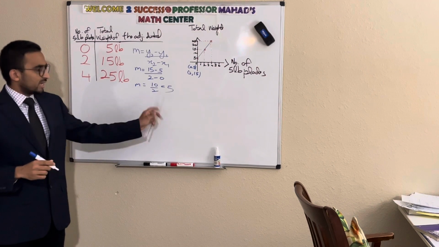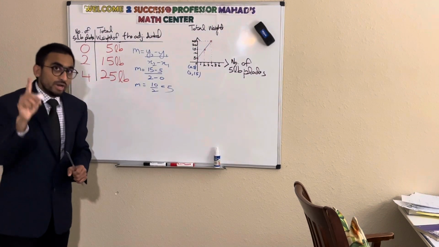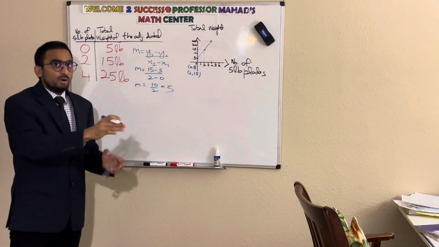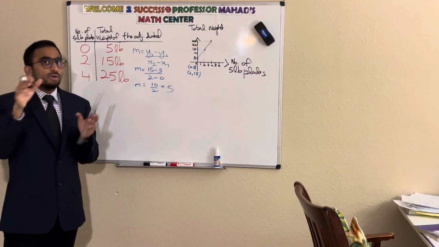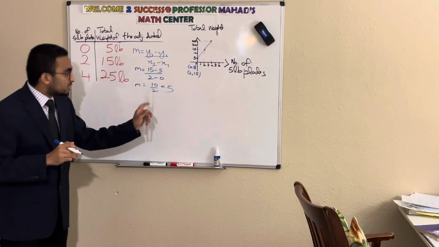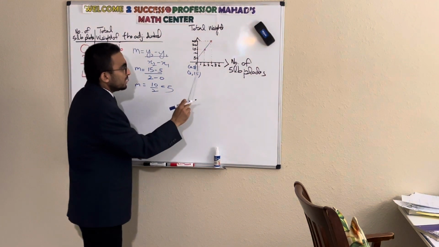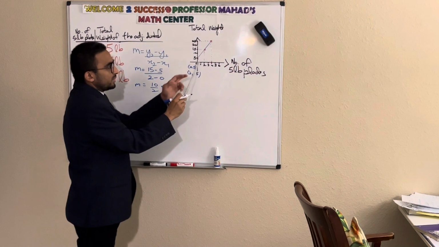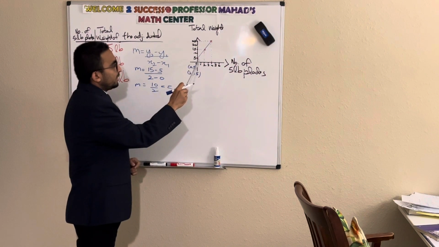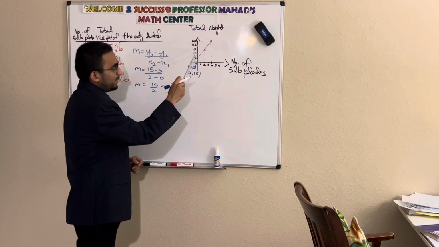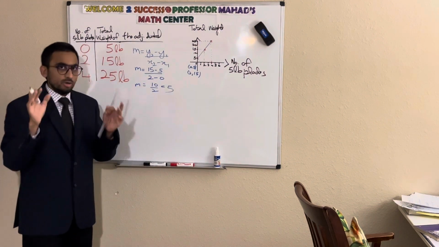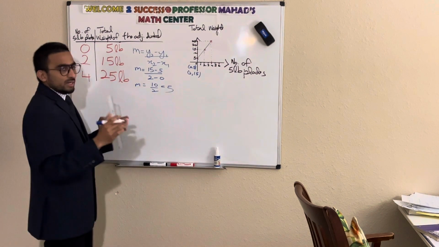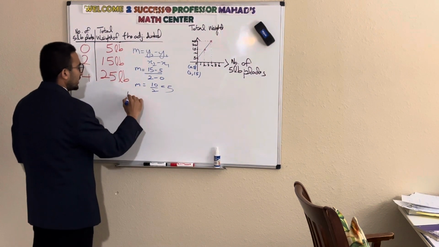What is the significance of the gradient in this? The gradient again is the rate of change of the dependent variable with the increment or decrement of the independent variable. This means that the increment of 1 plate in the independent variable results in an increase of 5 pounds in the dependent variable. I hope that's clear.